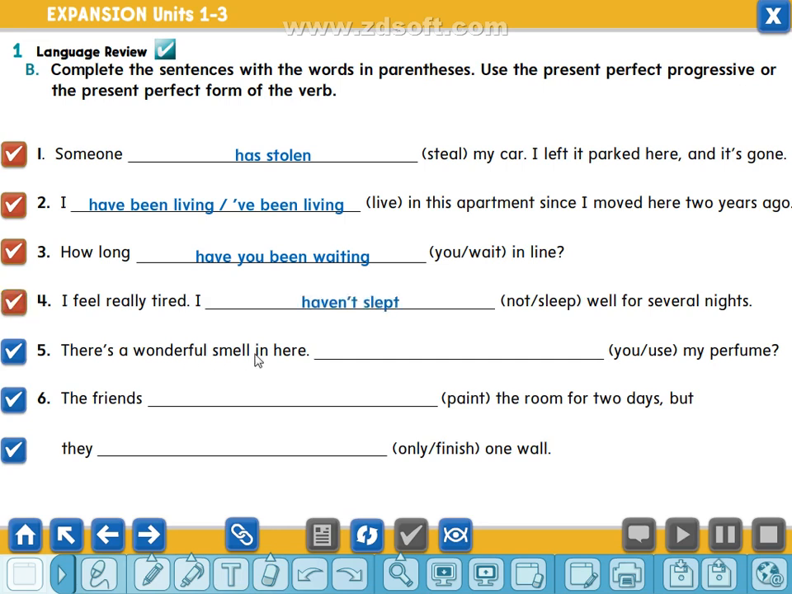Five: There is a wonderful smell in here. You use my perfume. It's a question, so we use, have you been using my perfume?